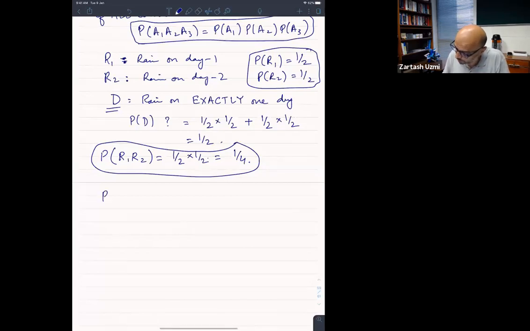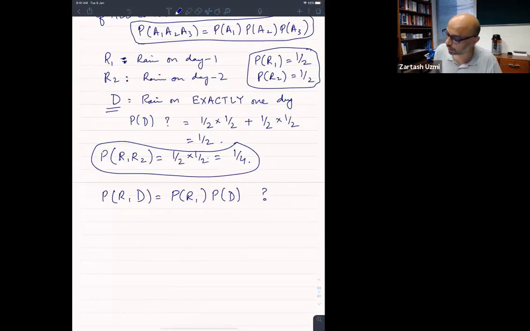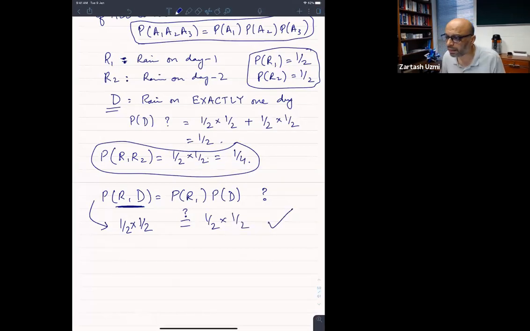What about R1 and D? Is this equal to the probability of R1 times the probability of D? For this, we will need to find the probability of R1 and D. You have rain on day 1 and you have rain on exactly 1 day, which means you have rain on day 1 and no rain on day 2. Is this equal to the probability of R1 times the probability of D, which is 1/2 times 1/2? This is correct, which means R1 and D are also independent. By symmetry, R2 and D will also be independent.